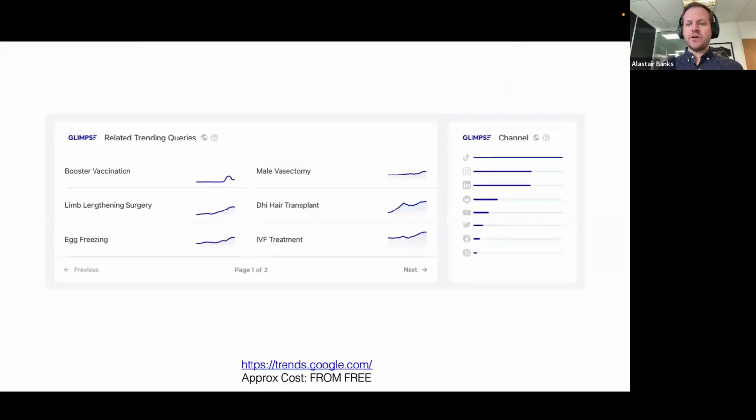I'll move on from that one. This one's quite interesting. So Glimpse, there you can see how it's spelled. Glimpse also shows you which channels, and a channel is basically just a word for a social media site or platform, get the most traffic for that particular phrase or trend. You can see in this instance, I'm still looking at fertility treatment, TikTok has the most traffic for it. Then it's Instagram, then it's LinkedIn, Reddit, YouTube, etc.